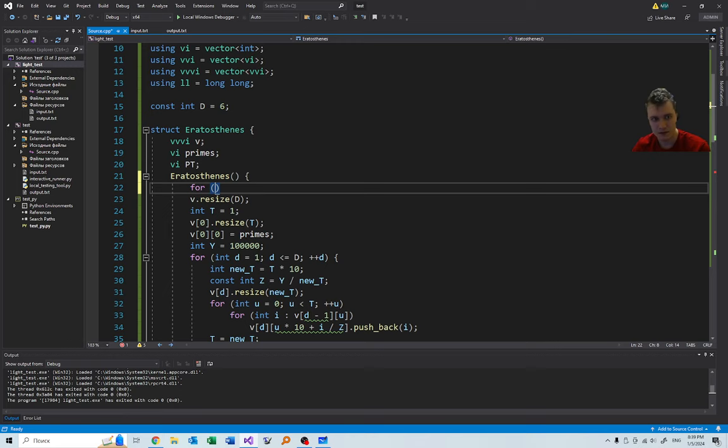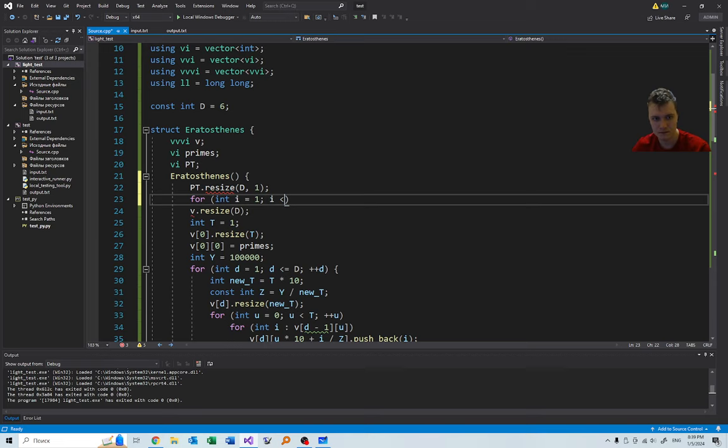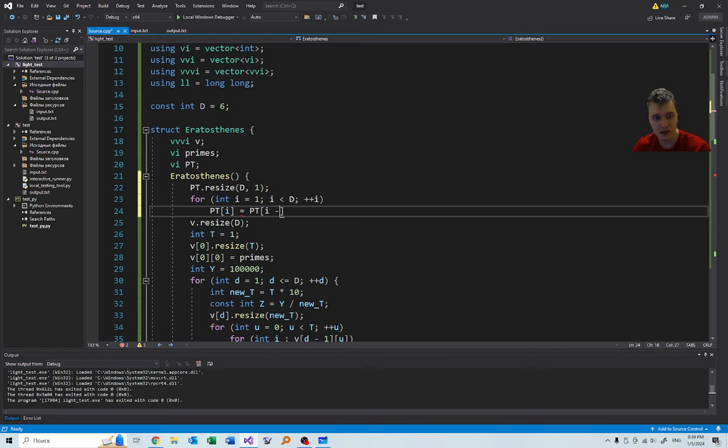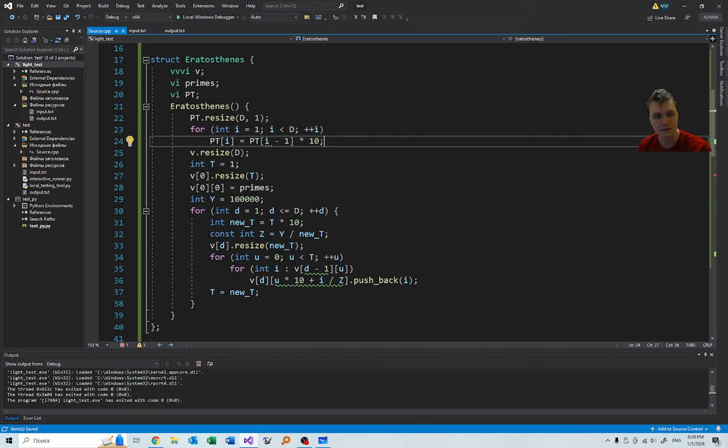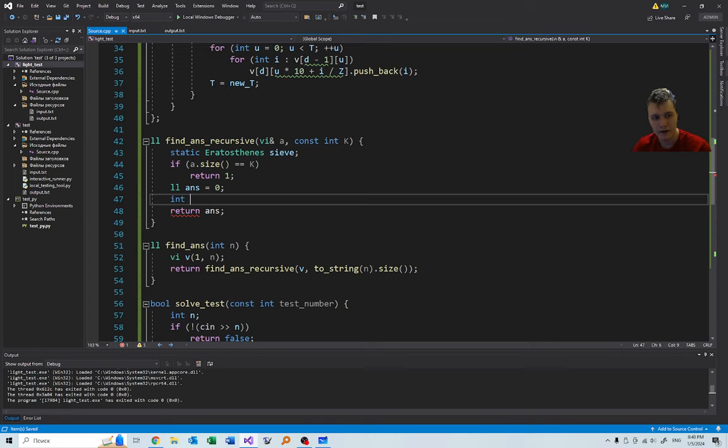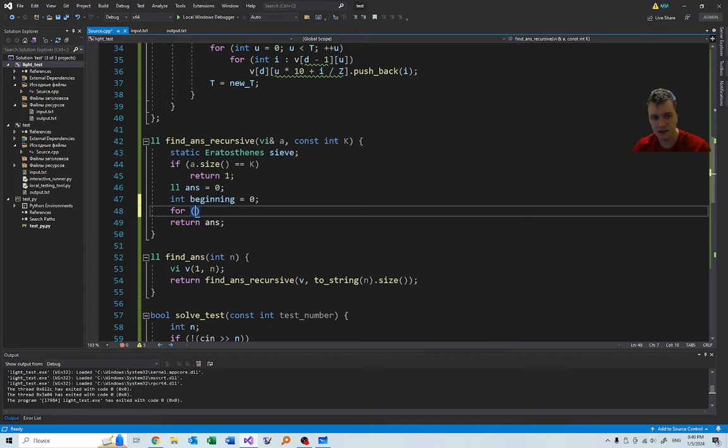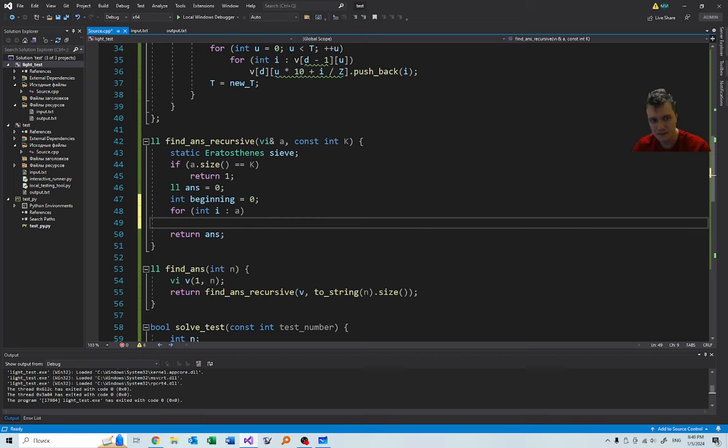So we say pt.resize d plus 1, pt i equals pt i minus 1 times 10. So here, we construct the beginning. How do we construct the beginning? We iterate over all numbers in array a, and we say that beginning is beginning times 10 plus some digit. What is this digit? This digit is some digit in number i, in order to get which we need to divide i by the number of digits after it and percent 10.